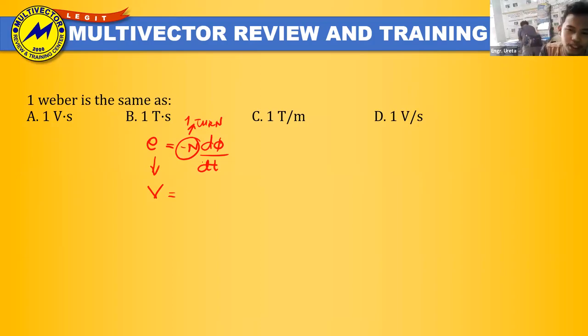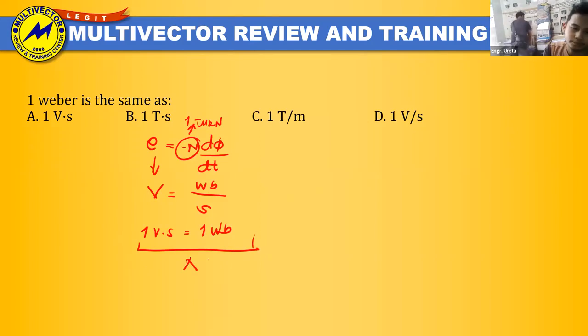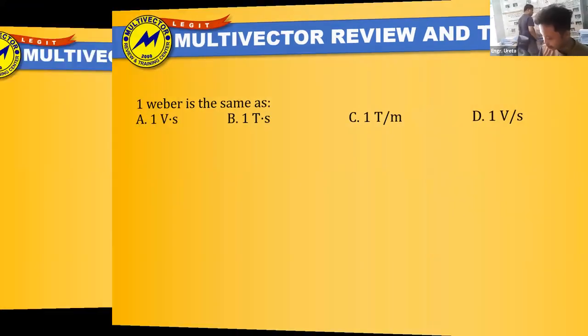What is the unit of flux? Flux is in Weber, while time is in second. Therefore, I can say that 1 volt second is just equal to 1 Weber. I just multiplied the second. So the correct answer here is 1 volt second is 1 Weber, so letter E. Okay, next.